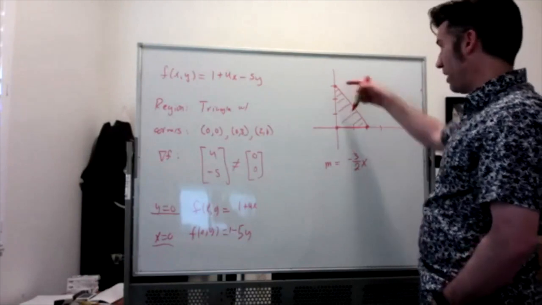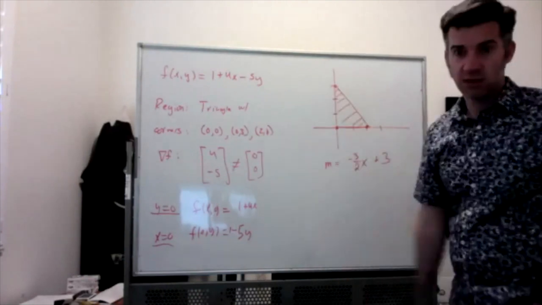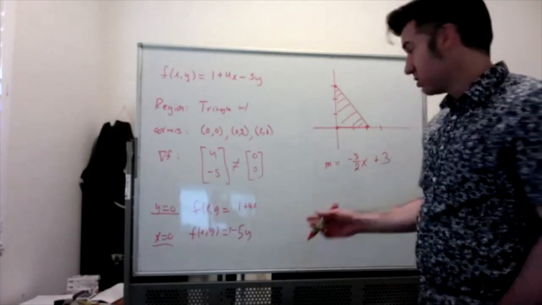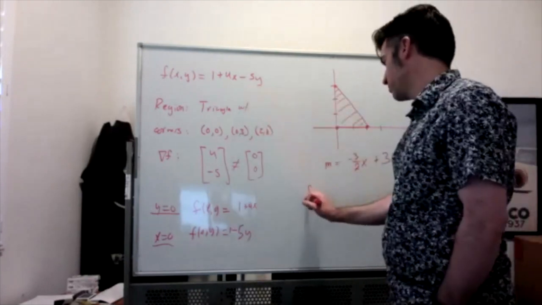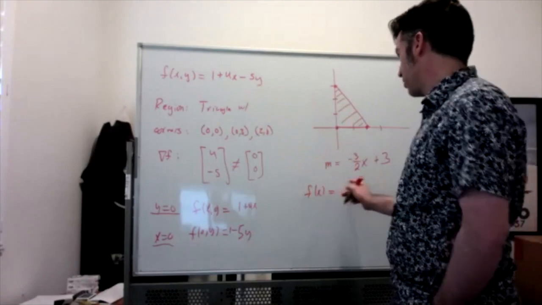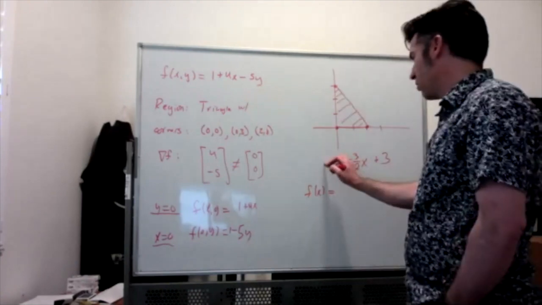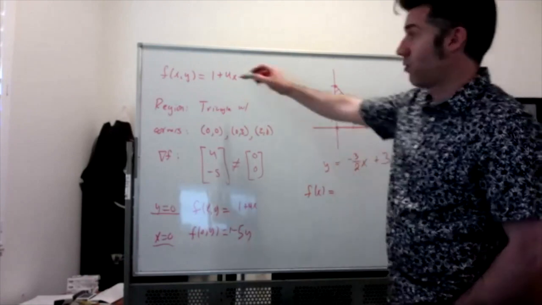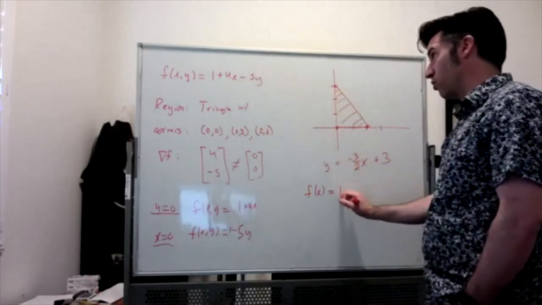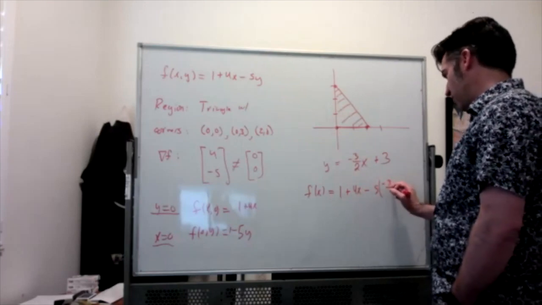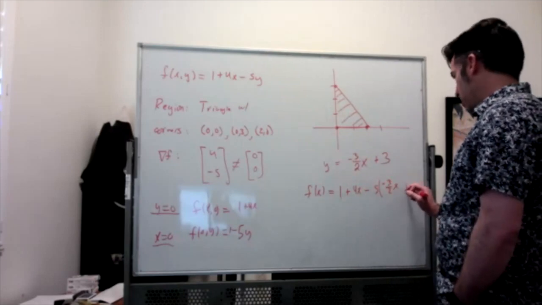And then my y-intercept is 3, right, along that line. So this is where it gets a little bit tricky. You have to actually take your equation and plug this in for y. So we have our equation 1 plus 4x minus 5 times negative 3 halves x plus 3.